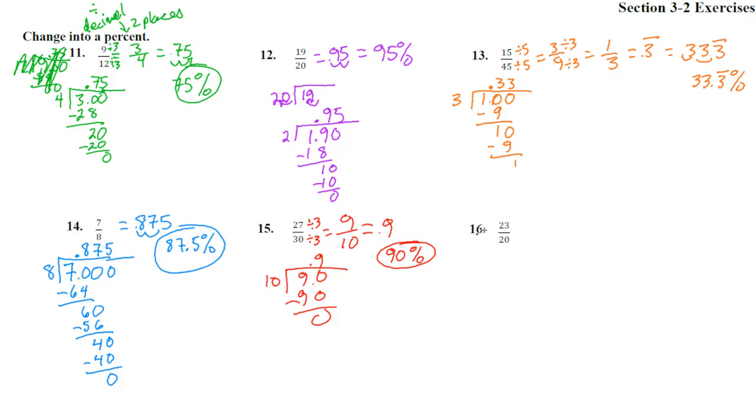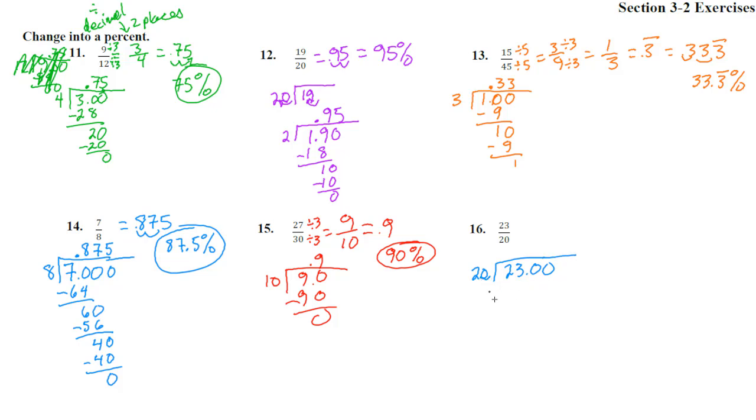And the last one, okay, sorry, 16. 23 out of 20. Ooh, can't reduce that really, but 23 out of 20. Notice this is going to be over 100%. Somebody got 23 points out of a possible 20. It's more than 100%. So that's good to keep in mind. Have a couple of those.